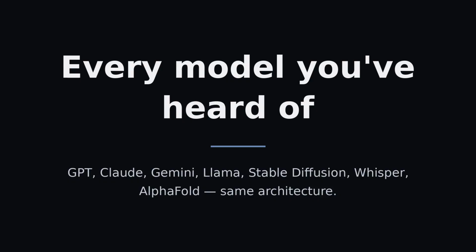in 100 different outfits. GPT is a decoder transformer trained on text. Claude, the same. Llama and Mistral, the same. Stable Diffusion uses transformers inside its image generator. Whisper, the speech model, is an encoder-decoder transformer. AlphaFold uses transformers to fold proteins. Robotics models use them to plan motion.